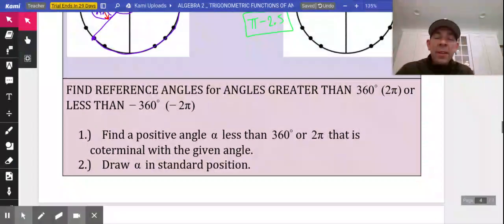Okay. Here's another thing you want to watch out for. We kind of saw this a little bit in the last example, or the two examples before this, when we saw that negative angle. What do you do if your angle's bigger than 360?